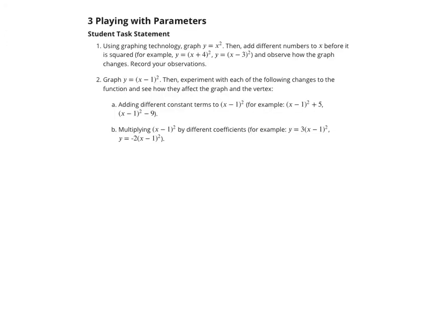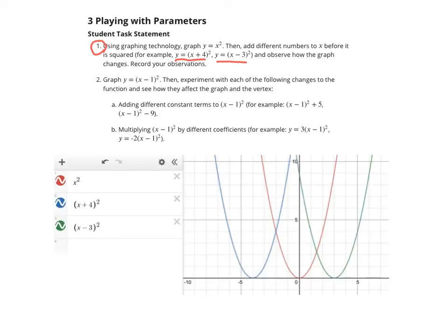Okay, so using graphing technology, graph y equals x squared. Then add different numbers to x before it's squared to see what happens. All right, so I'm going to go do that, and I'll be right back. So if we look here, x squared, okay, right there. The vertex is at 0, comma 0, and it opens up, and life is grand. This is called our parent function.